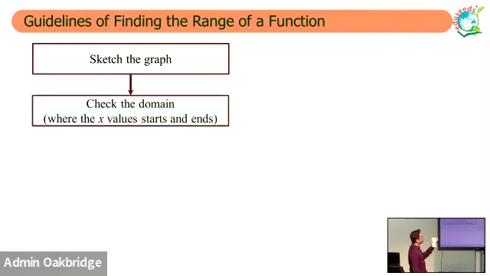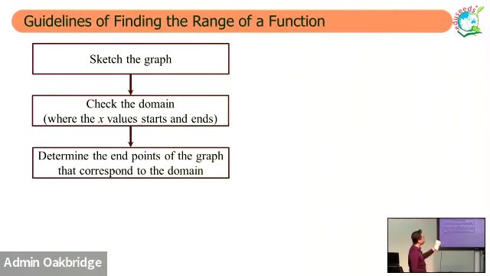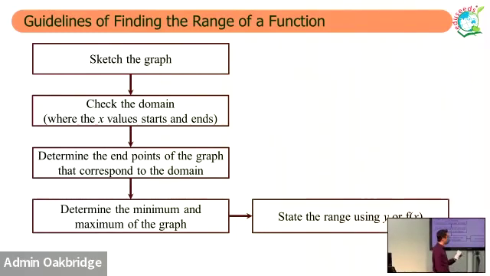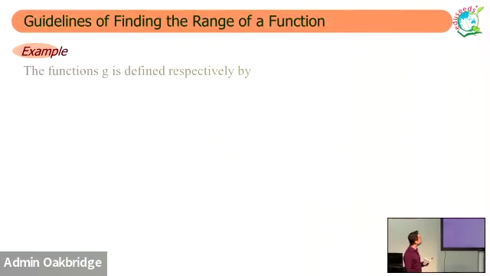That means where the x value starts and where the x value ends. This is very important. This is called endpoints. You need to check the endpoints, where it starts, where it ends, which correspond to the domain. And then determine the minimum and maximum of the graph. After you have the graph, you know where the minimum is and where the maximum is from the endpoints. So from that, you can find out the range. Range means from the minimum to the maximum. That's the range of the function. Now let's see this one.